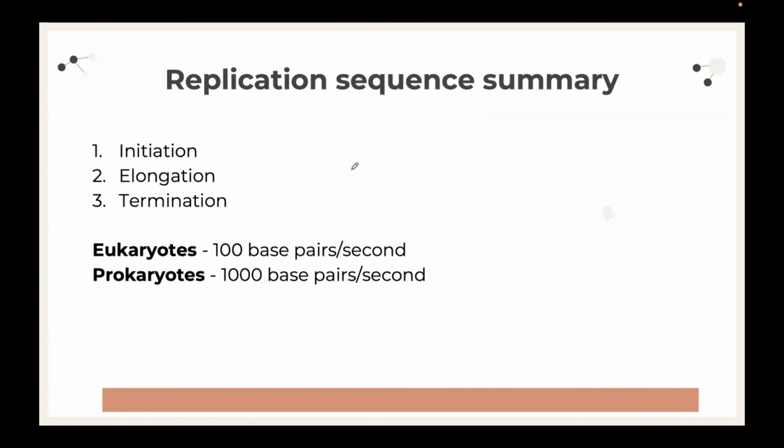For the eukaryotic cells, it replicates 100 base pairs per second. And then for the prokaryotic cell, we have 1,000 base pairs per second. So imagine, our prokaryotic cells, your bacteria, replicate faster. So they spread faster in our body and then cause a particular disease.